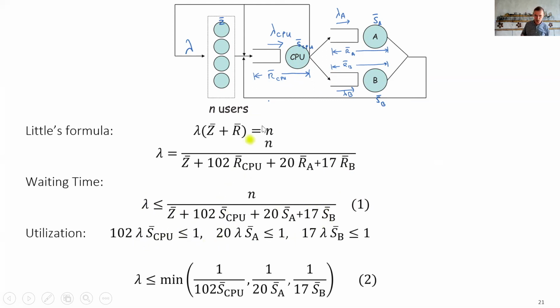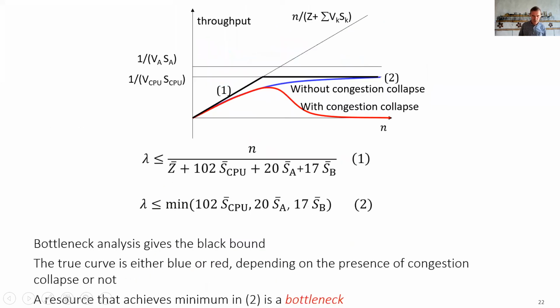Second set of inequalities: the usage of the resources at CPU, A and B must be bounded by 1. So what is the usage of a resource? It's the utilization factor, which is the lambda in multiplied by the average service time. This is the second law we saw. And the lambda in, by the forced flows law, is the number of visits multiplied by lambda. So we have these other 3 inequalities, which means that lambda is the minimum of those 3 things. If I put all of this together, I obtain those 2 bounds.